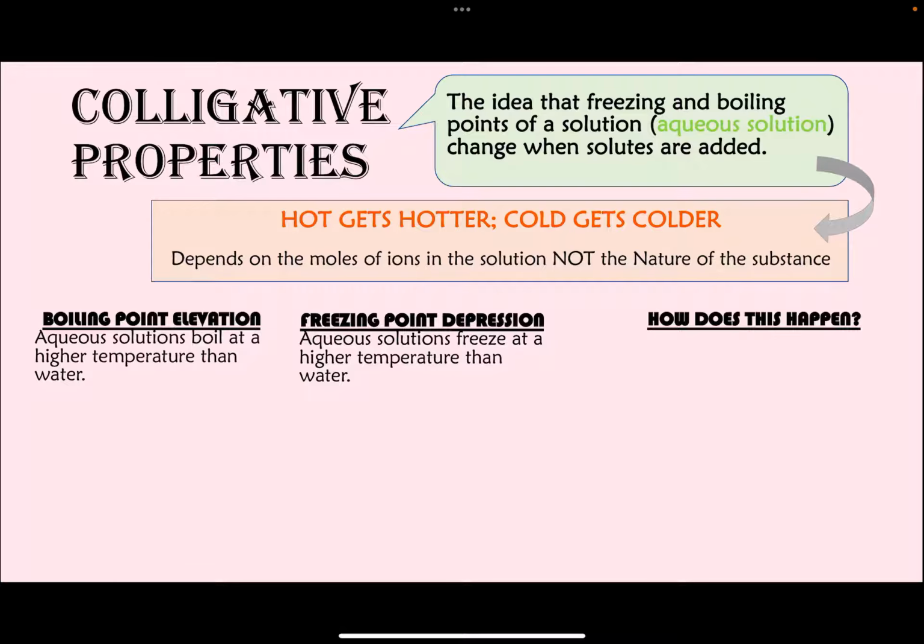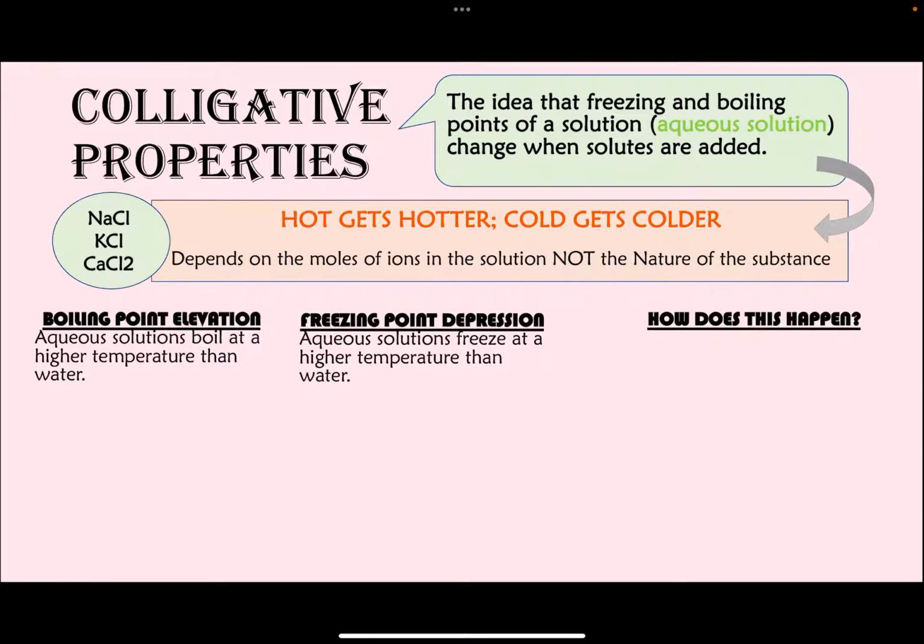So what we mean by that is if you're trying to boil something, that thing is going to boil at an even higher temperature, and if you're trying to freeze something, then the substance is going to freeze at an even lower temperature. And it really depends on the amount of moles of the solute that we are putting in the solution.